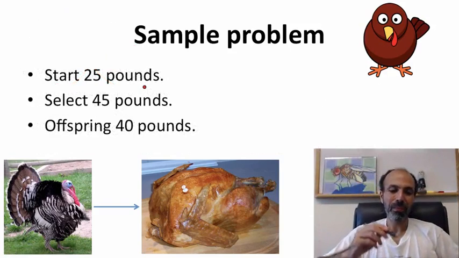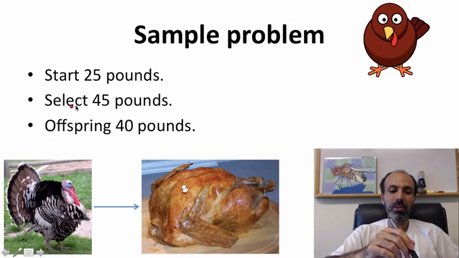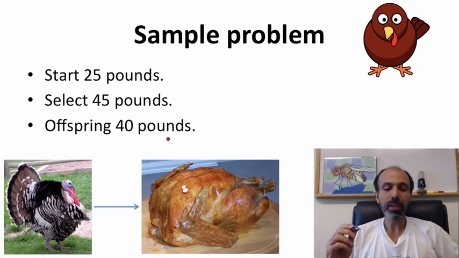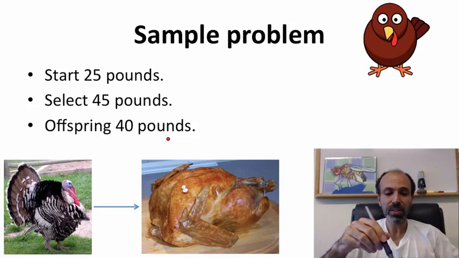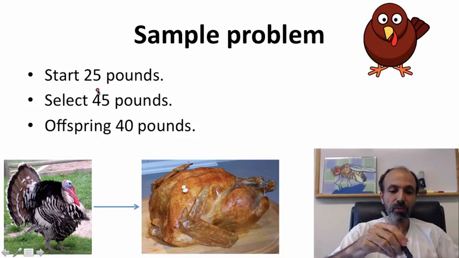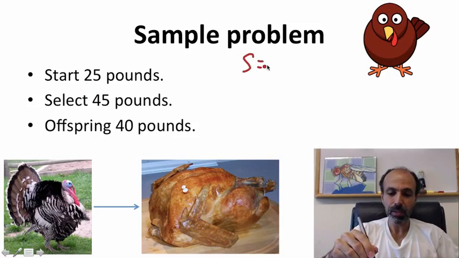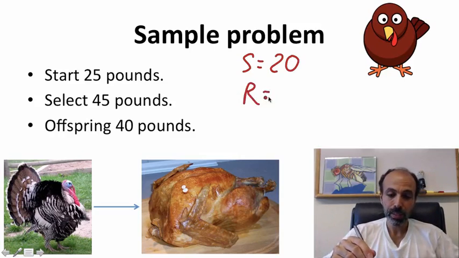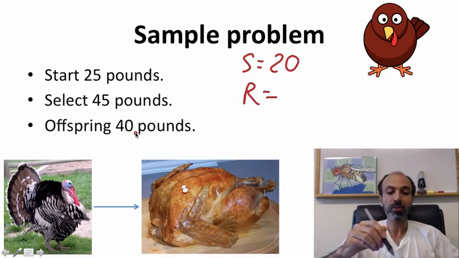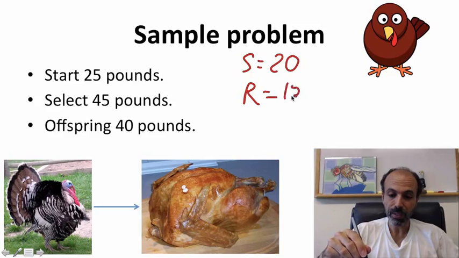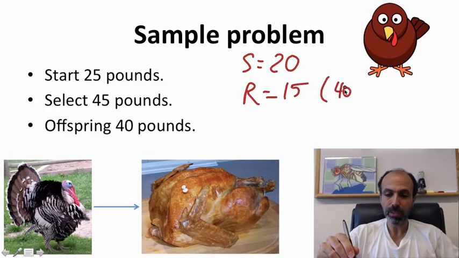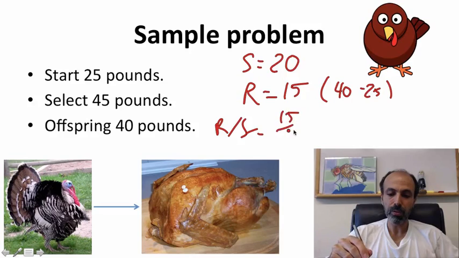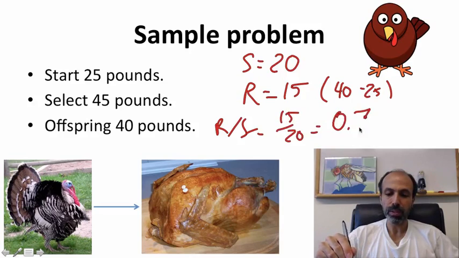Welcome back. I hope that wasn't a very difficult problem. Again, we're starting with 25-pound turkeys. We're selecting for 45-pound turkeys. And the offspring that we got were 40-pound turkeys. So what is first the intensity of selection here? Well, we're trying to go from 25 to 45. So in this case, S equals 20, because that's the difference between 45 and 25. The response, in this case, we started at 25 and we only got to 40. In this case, that is 15, which comes from 40 minus 25. So R over S would be equal to 15 over 20. In this case, that would be 0.75.